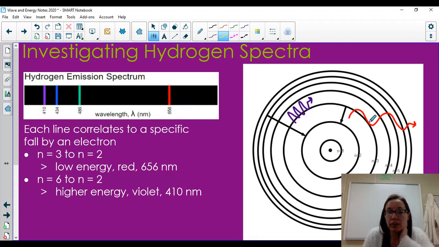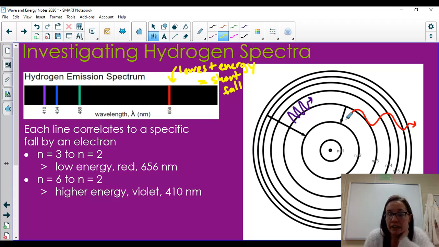So if we look at the arrangement of the energy levels, they actually get a little bit closer together the further away from the nucleus you are. So that is being represented by these outer rings being a little closer together than the inner rings. When we look at a hydrogen emission spectrum, the red line is the lowest energy release. So that means it must be a short fall. It's not moving very far.